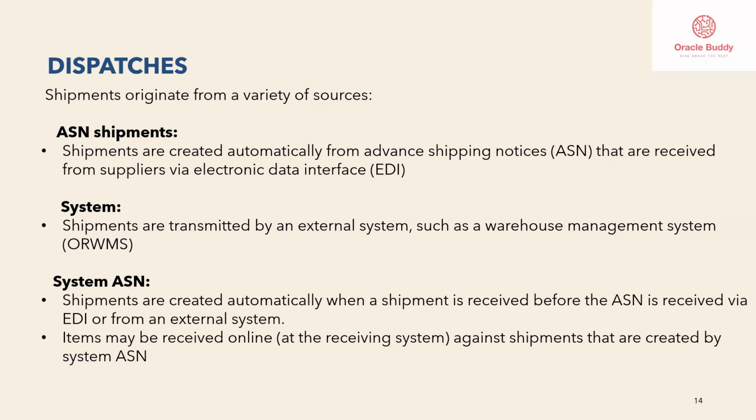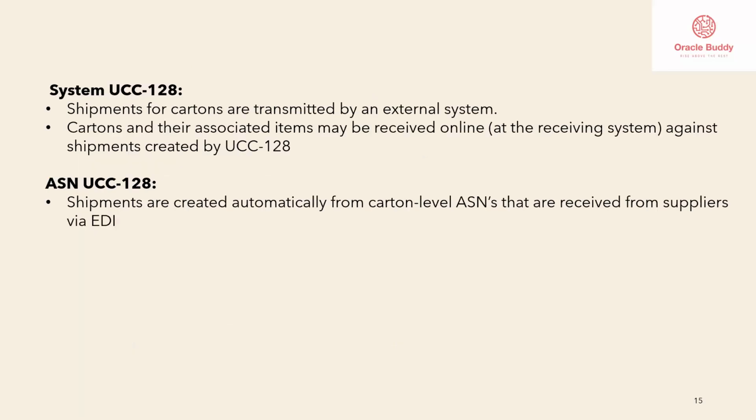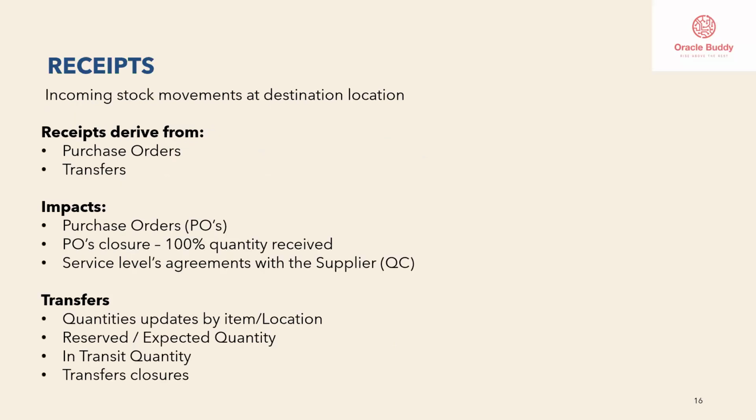System ASN shipments are created automatically when a shipment is received before the ASN is received via EDI or any external system. Items may be received online at the receiving system against shipments that are created by the system ASN. Next type is system UCC 128. Shipments for cartons are transmitted by an external system. Cartons and their associated items may be received online against shipments created by UCC 128. ASN UCC 128 shipments are created automatically from carton level ASN that are received from suppliers via EDI.